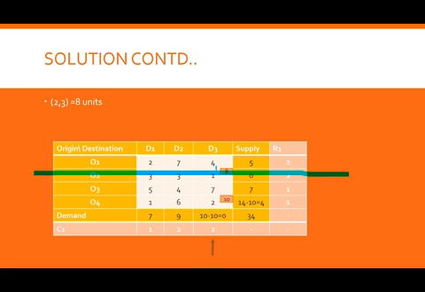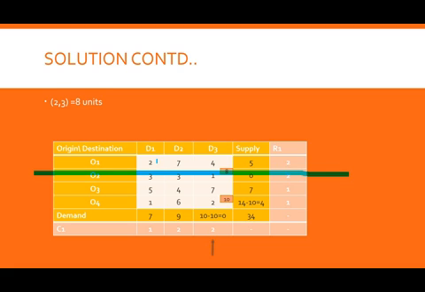So now for the remaining matrix, I'll have to calculate. 2 and 4, difference is 2. 4 and 5, difference is 1. 1 and 2, difference is 1. 1 and 2, difference is 1. 4 and 6, difference is 2. 2 and 4, difference is 2. So I have three places where I have 2 now. So you can pick any one arbitrarily.